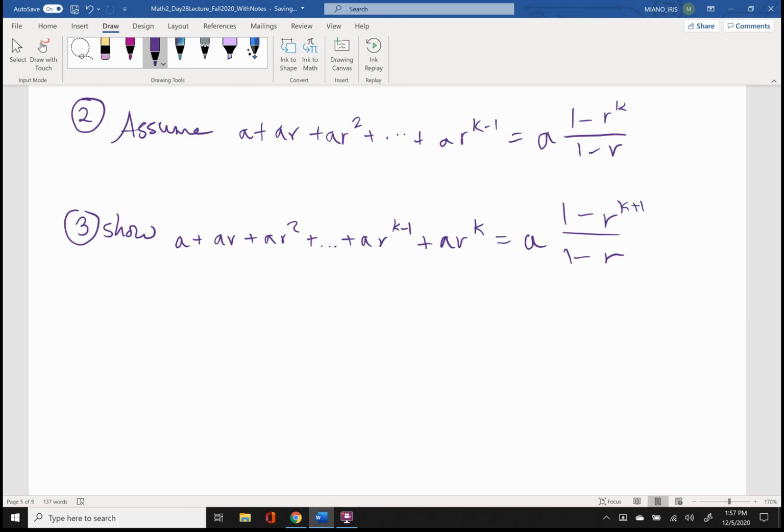Okay, great. So again, we want to take the n equals k case that we had in step 2, and we're going to add a r to the kth power on both sides of it. All right, and I'll put in my notes what I'm doing here. Take n equals k and add a r to the k to both sides.